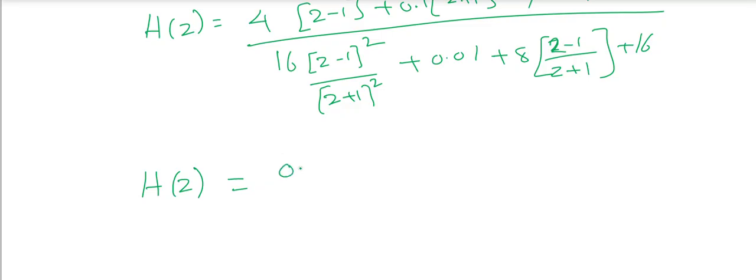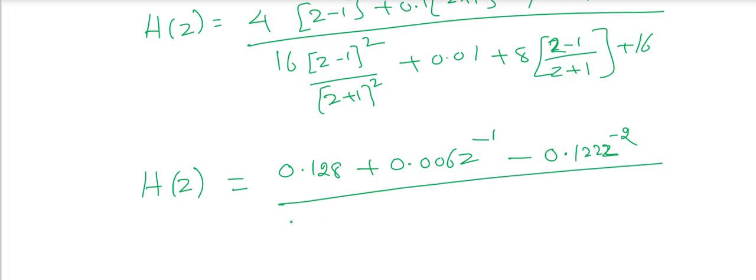The numerator polynomial coefficients are 0.128 plus 0.006 z inverse plus 0.1222 z to the power minus 2, divided by the denominator polynomial coefficients, which are 1 plus 0.0006 z to the power minus 1 plus 0.975 z to the power minus 2.